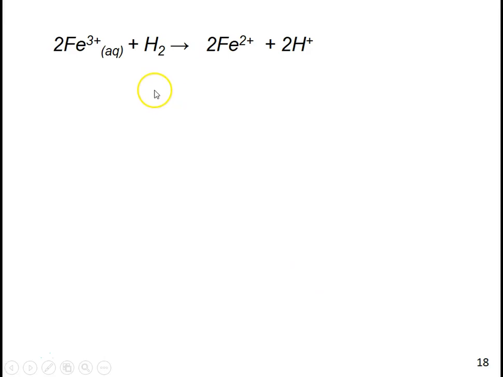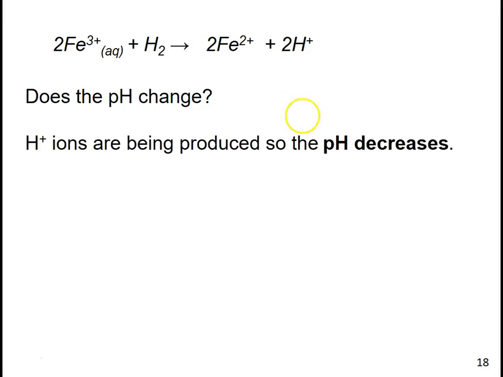Does the pH change? So our reactants, we're producing hydrogen ions. More hydrogen ions, does the pH go up or down? Think about it. Increasing the hydrogen ions, the pH goes down. Remember the pH scale? 7, 6, 5, it's acidic on this side direction. So as it goes from 7 down to 1, the concentration of hydrogen ions increases, so the pH decreases.